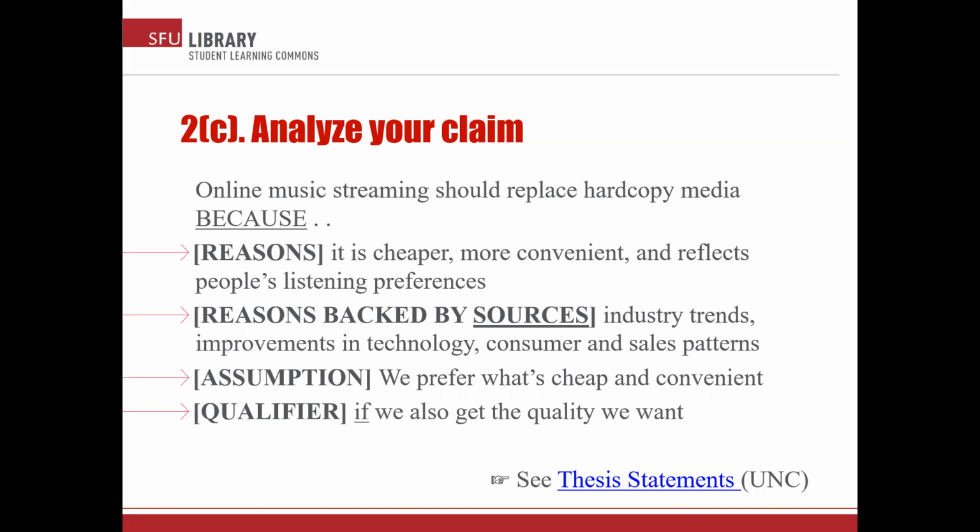For example, if I were making the claim that online music streaming should replace hard copy media, a reason for this may be that it is cheaper, but an assumption I'm making here would be that people prefer cheaper options. A qualifier here, however, would be that people only want a cheaper option if it is still good quality. Reasons, assumptions, and qualifiers are all important to consider and be aware of when analyzing your claim.